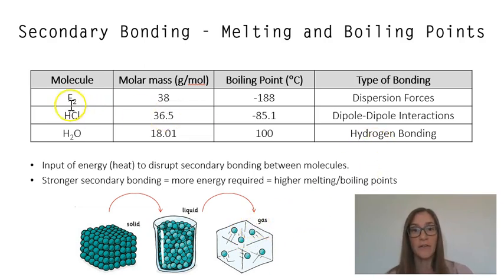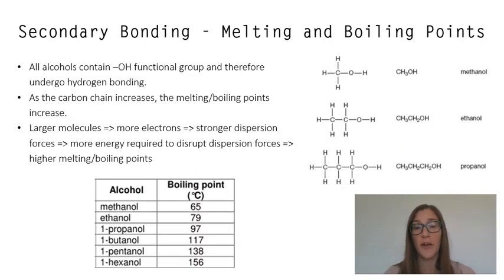So as you can see here, fluorine has a very low boiling point, and that's because it undergoes dispersion forces, the weakest of the secondary bonds. If you compare this to hydrogen chloride, it has a higher boiling point because it undergoes dipole-dipole interactions. And then compare this to water, which has a really high boiling point because it undergoes the strongest secondary bond, which is hydrogen bonding. As mentioned previously, all molecules undergo dispersion forces. Therefore, a molecule could undergo dipole-dipole interactions and dispersion forces, or hydrogen bonding and dispersion forces.